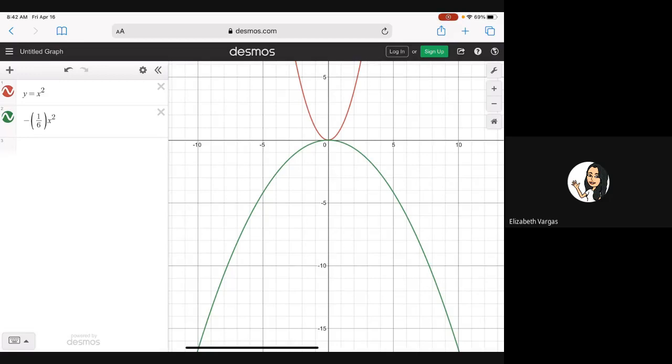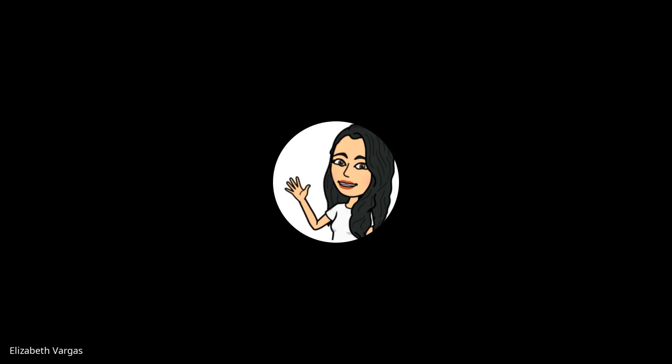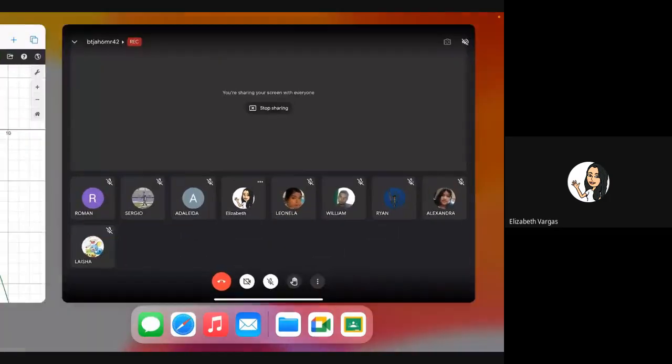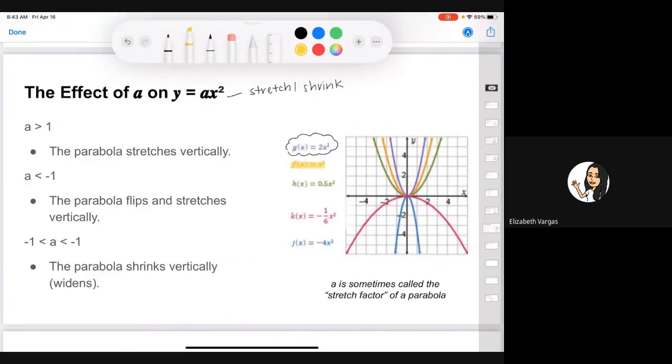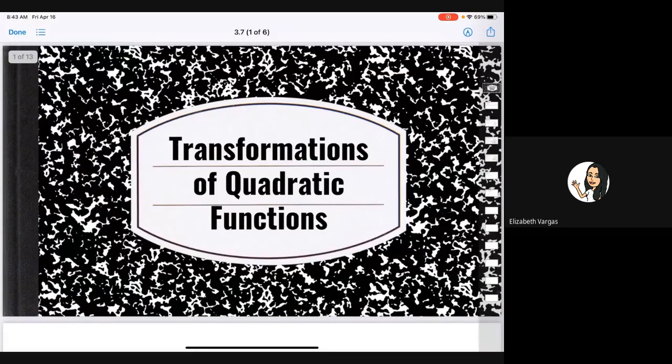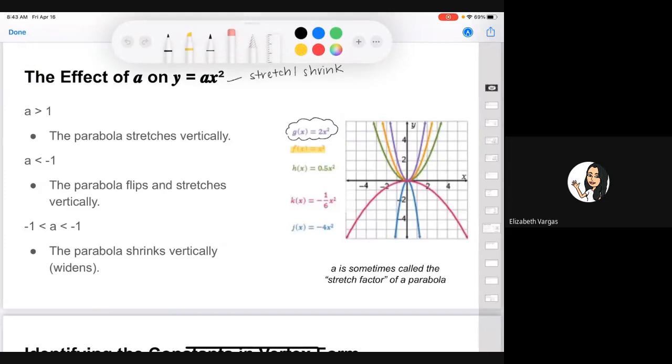So that is how a will affect the stretching or shrinking of our graph. And the easiest way to identify what is happening to these graphs, any question, is to actually go ahead and graph it on your own and see what the different changes are. But again, this is for a. The different values of a do different things to the original.